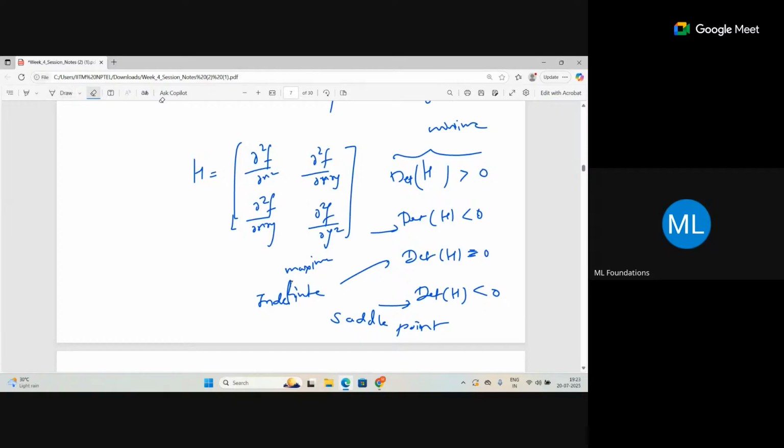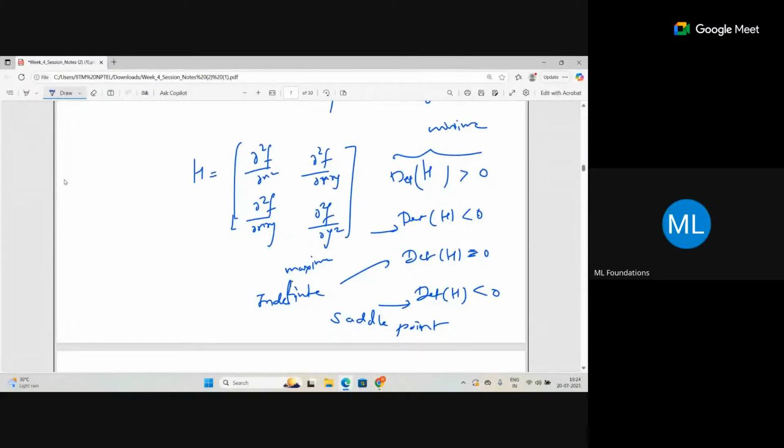If I remember it correctly, sir, for maxima the second order differentiation should be positive, and for minima the second order differentiation should be negative. No, it is the opposite of that, I think. Let me check. Yes, opposite. For minima, the second order derivative should be positive, and for maxima it is the other way around. I forgot actually.